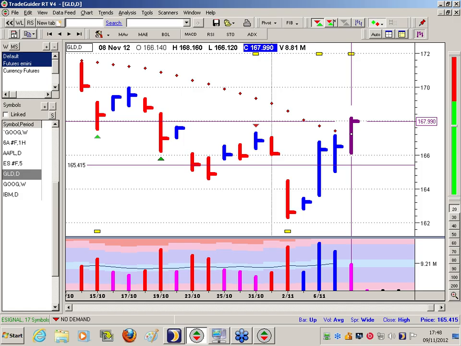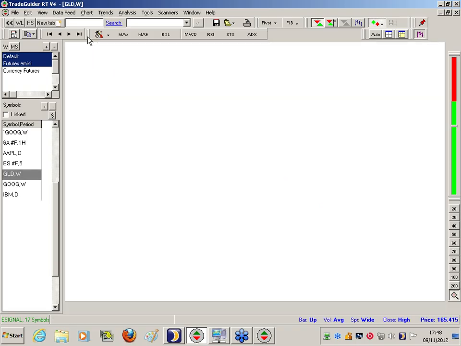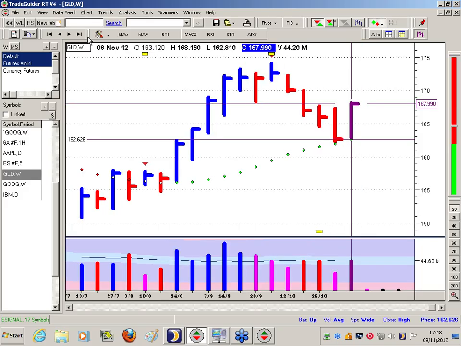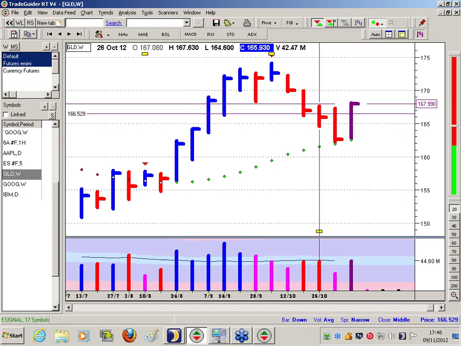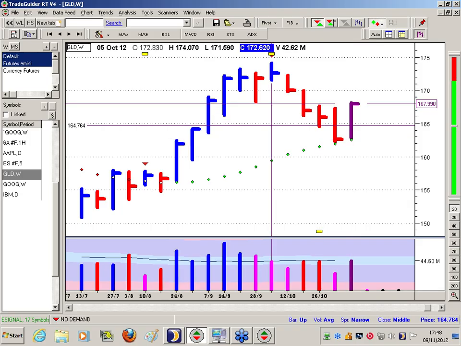Could we look at perhaps a weekly chart? Yeah, I'll just get Peter to put a weekly up so we can see if we can see anything more interesting. There you go. Now this is a weekly chart of gold, so we look. There's no demand.